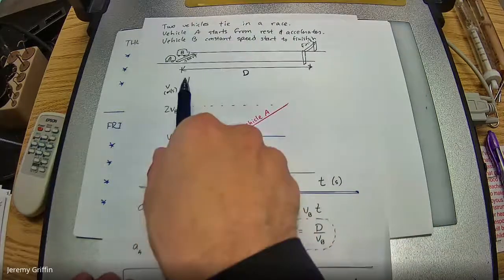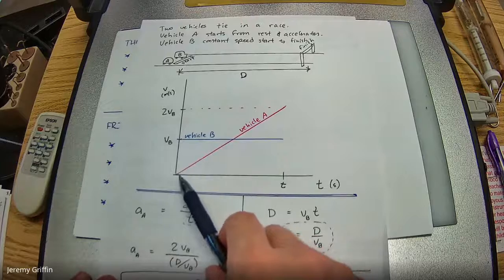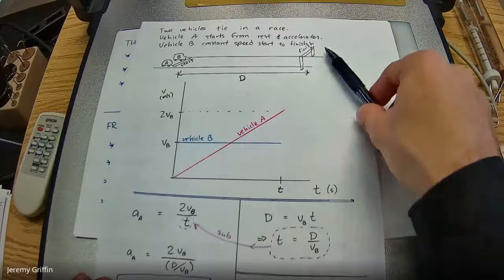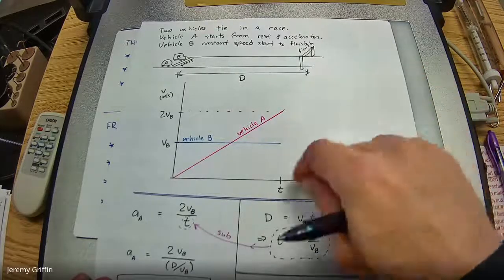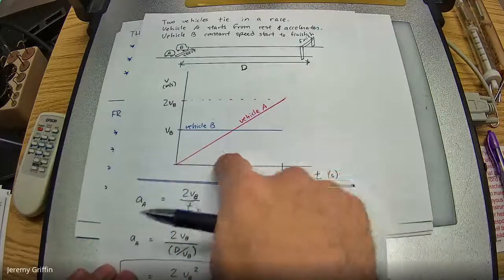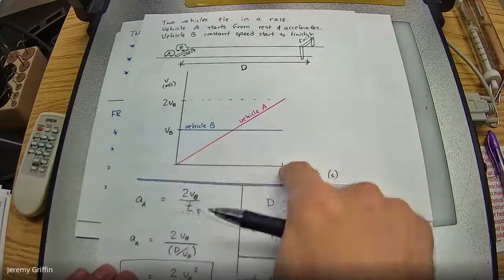You guys had to draw a V versus T graph. Here's vehicle A, started from rest. Here's vehicle B, constant velocity the entire way across. The fact that they tied, same place, same time at the end, means something like this was going on. The areas under the curves tell you how far they went, and this rectangle and this triangle are the same area.